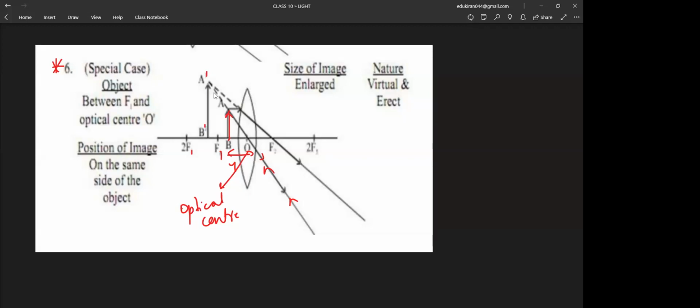So where is the image formed? This is the object between focus and optical center. Image is formed on the same side of the object, or you can say in front of the lens where the object is placed. Same side of the object. Fine. And size of image is enlarged and nature is virtual and erect. So this is the only case where you get virtual and erect image. So all these were the images of a convex lens.